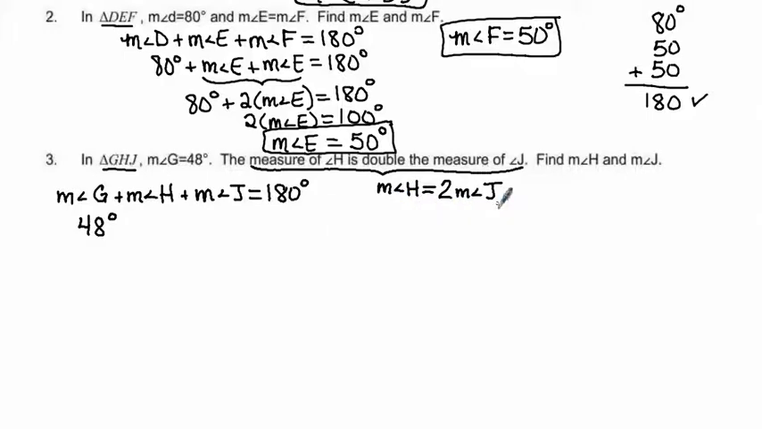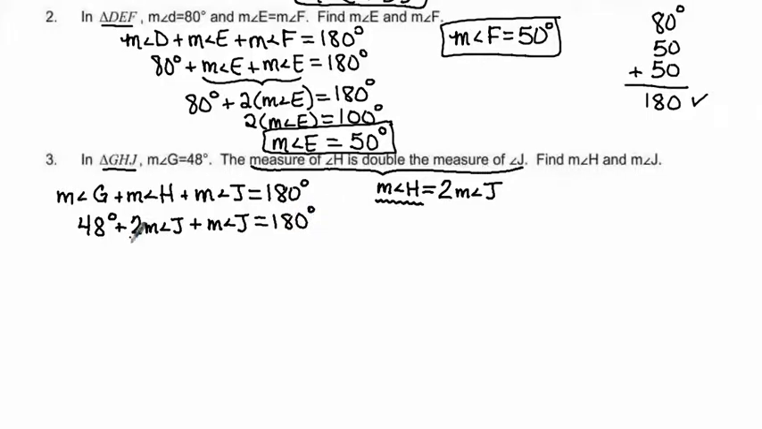What that means here is that in place of H, wherever this appears in my equation, I'm going to substitute in 2 times the measure of angle J. So back to our equation, we'll have 2 times the measure of angle J plus the measure of angle J equals 180 degrees.